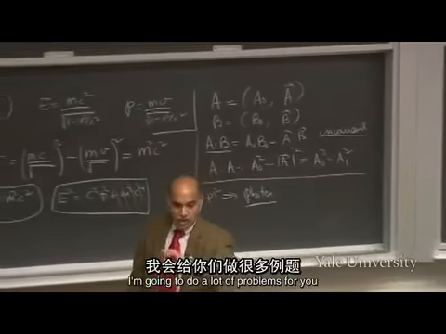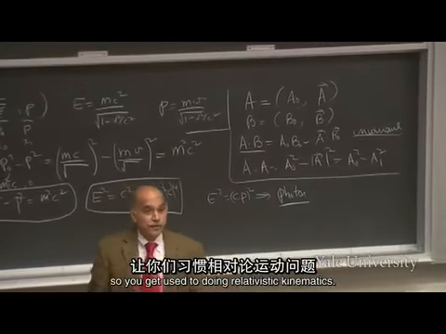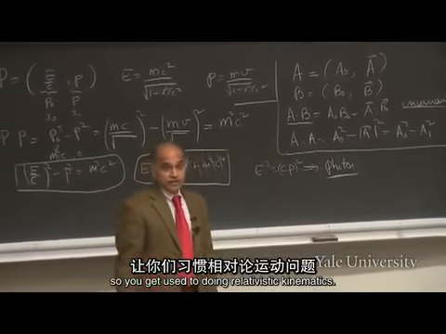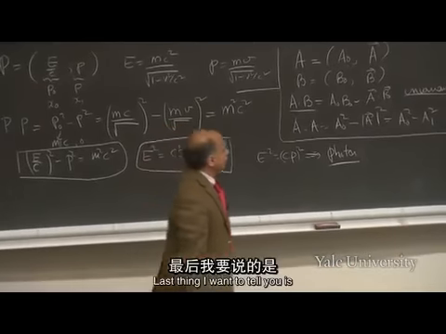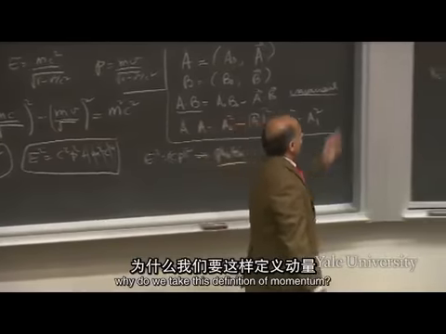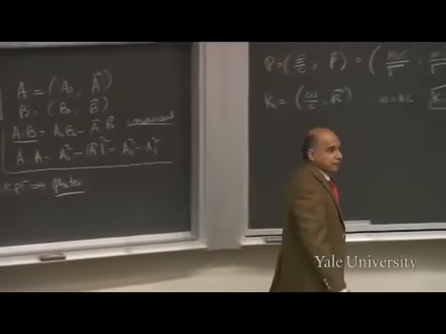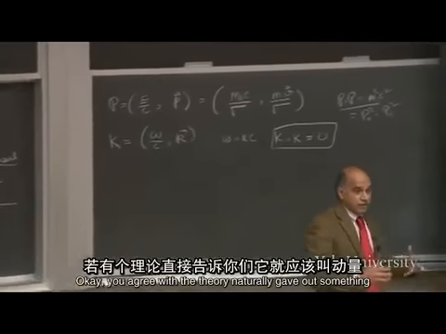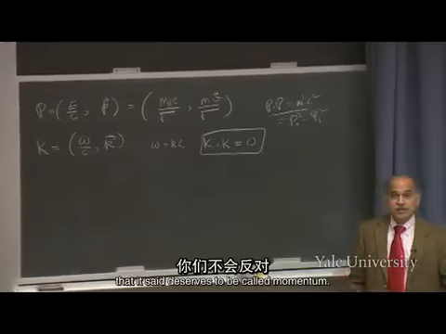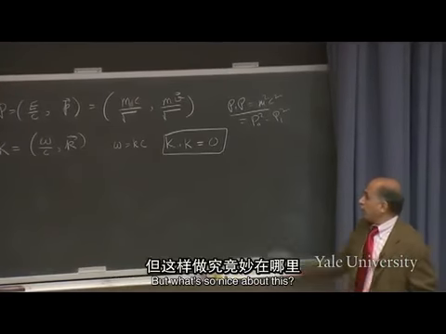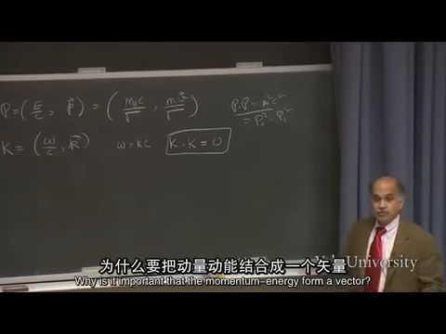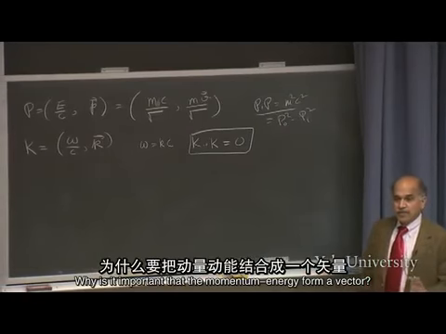Last thing I want to say, I'm going to do a lot of problems for you so you get used to doing relativistic kinematics. Last thing I want to tell you is, why do we take this definition of momentum? Okay, you agree the theory naturally gave out something that it said deserves to be called momentum, but what's so nice about this? Why is it important that the momentum and energy form a vector?